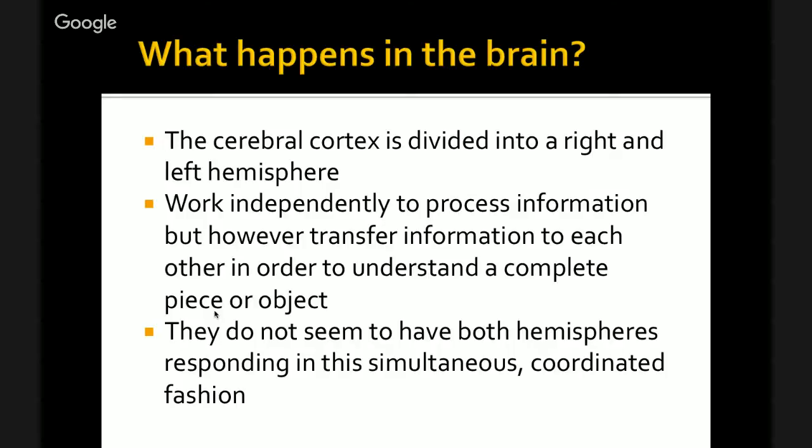So what happens is the brain is divided into two sides, the left and the right, and they both individually process information. But however, in these cases with dyspraxia, the information has trouble being transferred over to each side, making it difficult for the person to understand something such as coordination and gross motor skills.